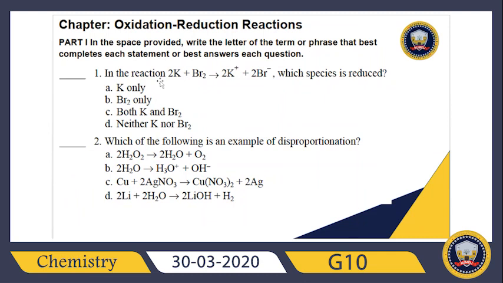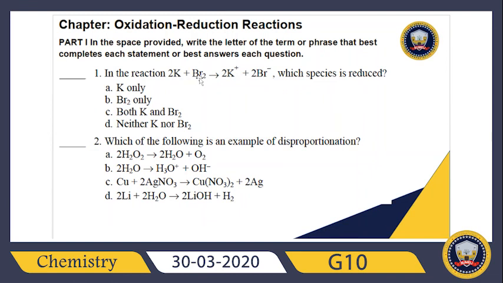Question 1. In the reaction you see here, 2K plus Br2 yields 2K+ plus 2Br-, which species is reduced? He means which element is reduced. This means a reduction process happened on it. So how can you know? A reduction process means the oxidation number has decreased. Potassium is a pure element, so it is 0. It became an ion, so its oxidation number has increased. So it is obvious it is Br2 only. So the answer is B.